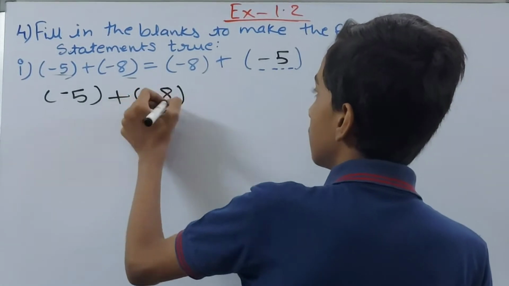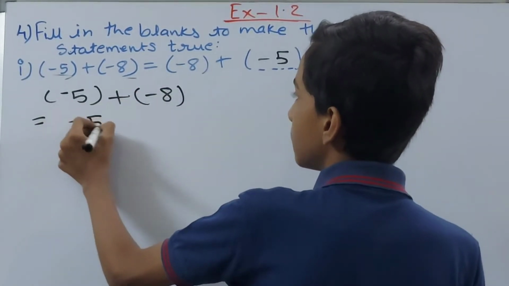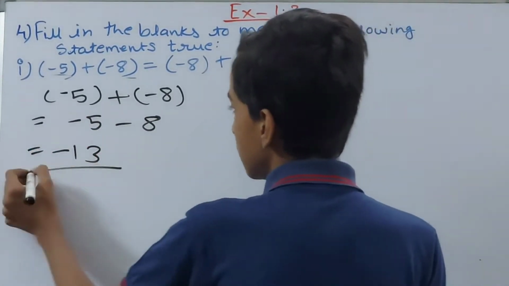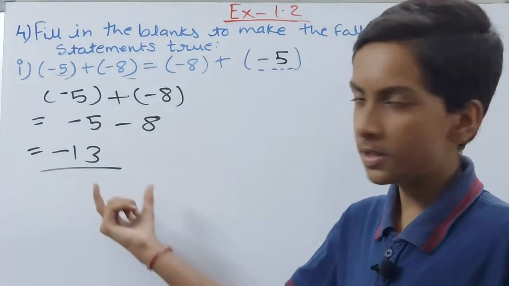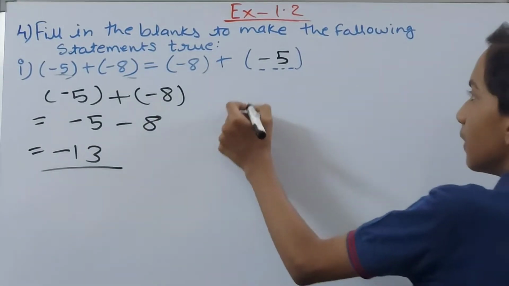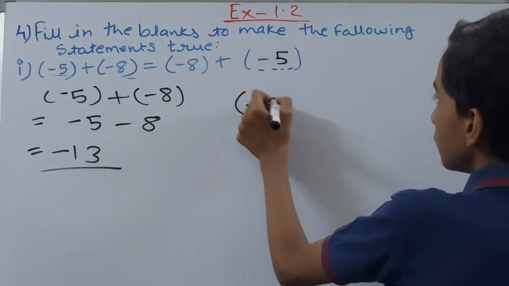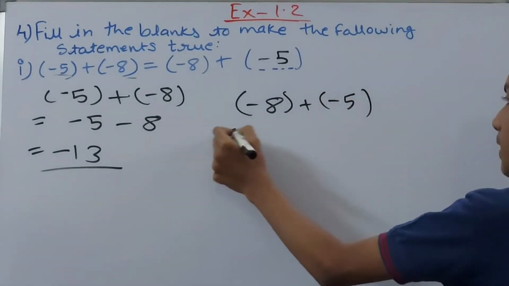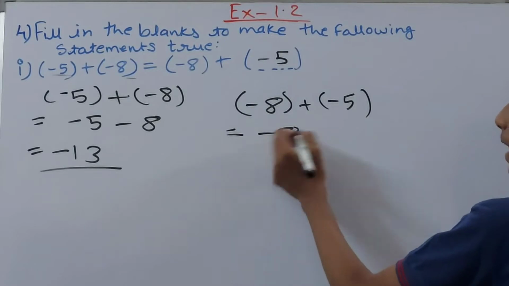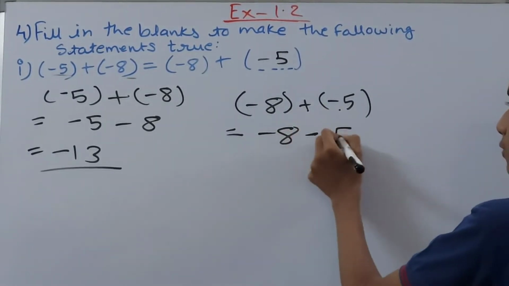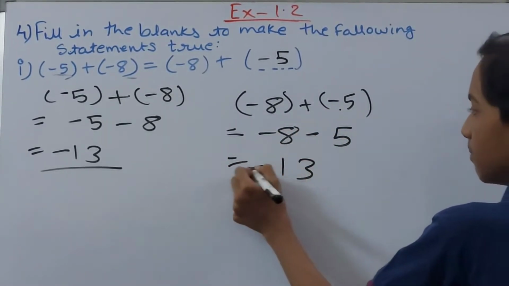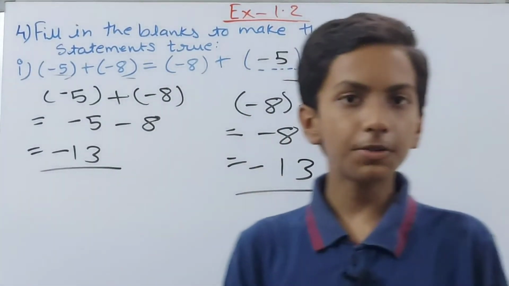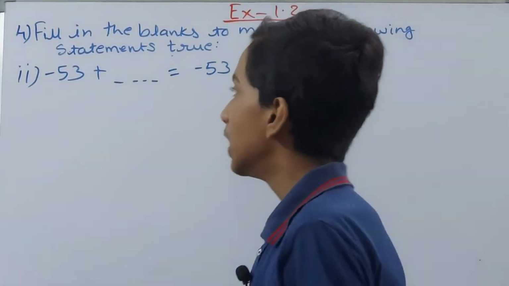Let us try to solve this. This one we solve, it will be minus 5 plus minus 8, so minus 13 here. Again this question we copied down, so we open the bracket up, minus 8 will be as it is, plus minus 5, again you get minus 13 as your answer, right? So in the brackets we write minus 5.